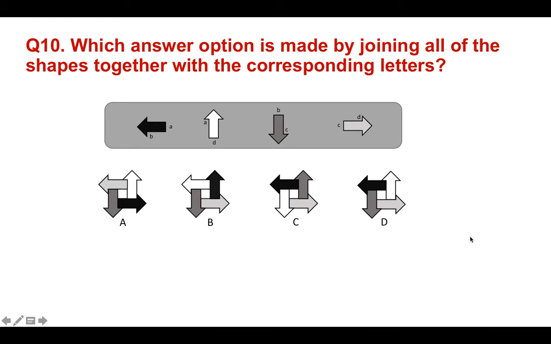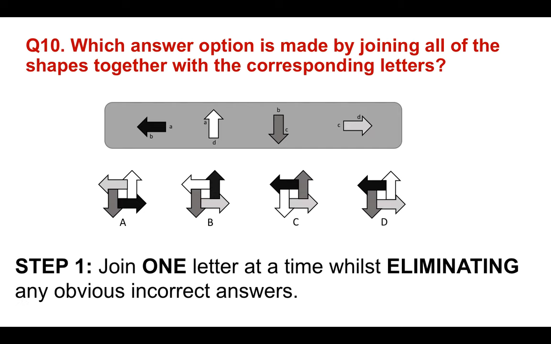That is a great way to tackle these. What the majority of people do is they try and create the whole shape in their mind by joining all of them up. That's not the way to do it. The best way to tackle this is to join one letter at a time and then eliminate any obvious incorrect answers. So let me show you what I mean by that. If we look at D there, we have to join D with that part there because that's where D goes. And that would just look like that. So just do that first of all and then eliminate any incorrect answers.